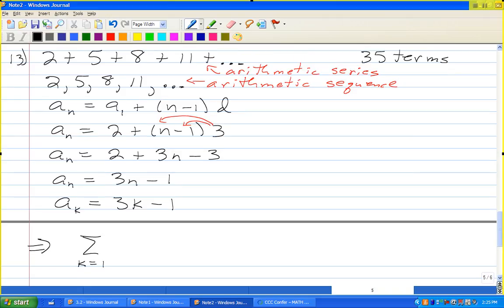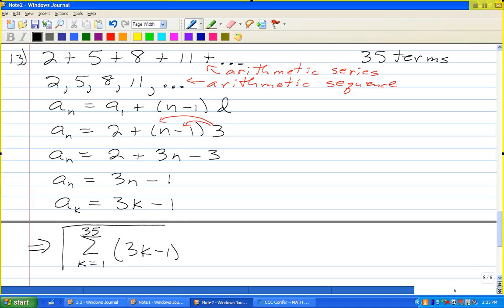And once we do that, then I know that the upper index is the number of terms. And so that's the way we wrote it. And, well, a sub k is 3k minus 1. And that is your answer.